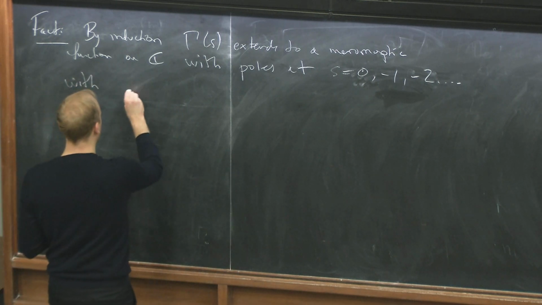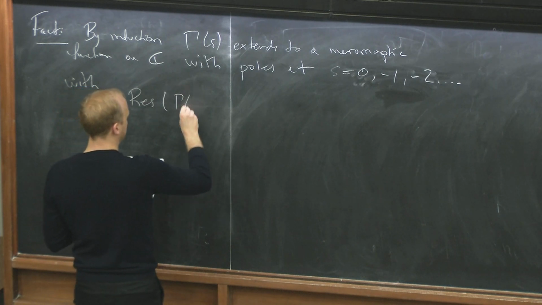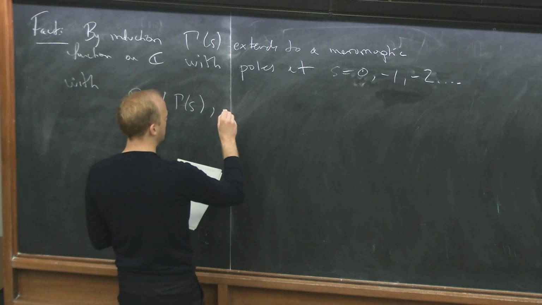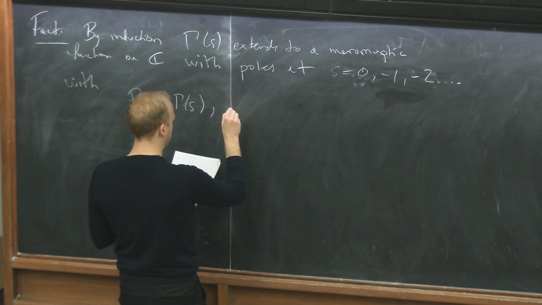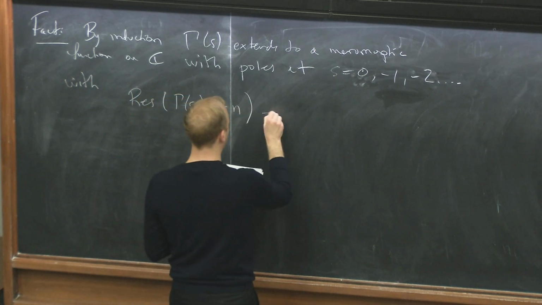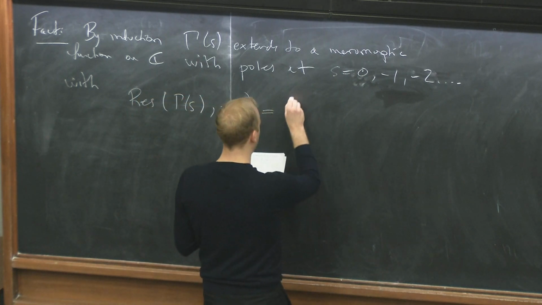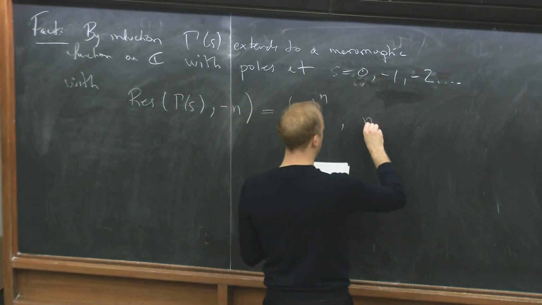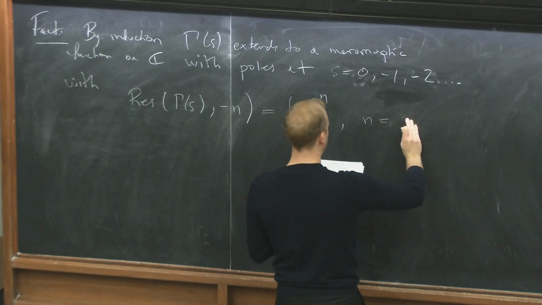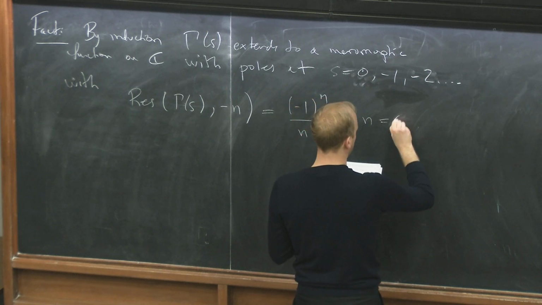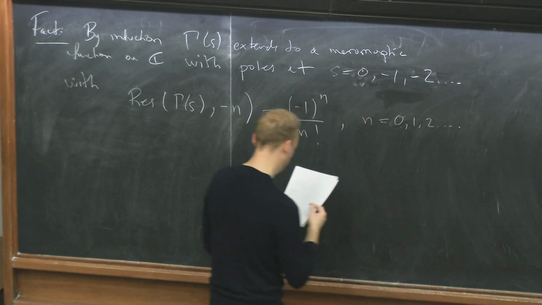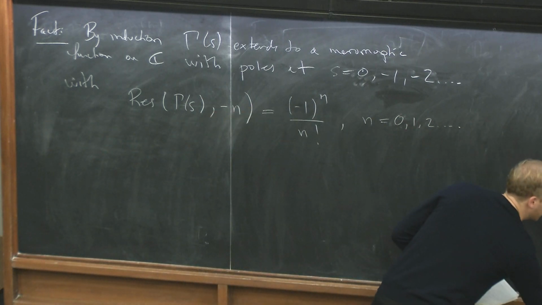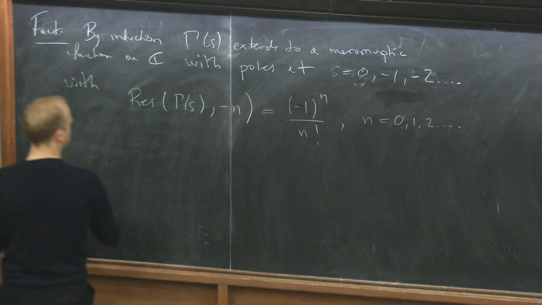And we can also compute the residues. So the residue of this, now I write gamma of s for the meromorphic extension, at the point -n, where n is a nonnegative integer, is -1 to the n divided by n factorial, where n is 0, 1, 2, and so on. Okay, and why is this? Let me just say quickly, what is the reason for this?